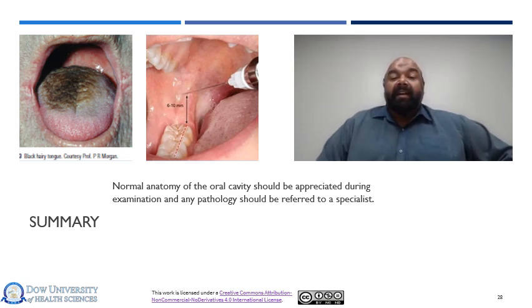But if we see any keratinization, which is usually seen as whitish areas, any whitish areas which cannot be scraped off, if they are present on the inner side of the cheek, the inner side of the lips, or the underside of the tongue, should be regarded as suspicious areas, and they should be referred to an oral medicine specialist or an oral surgeon.